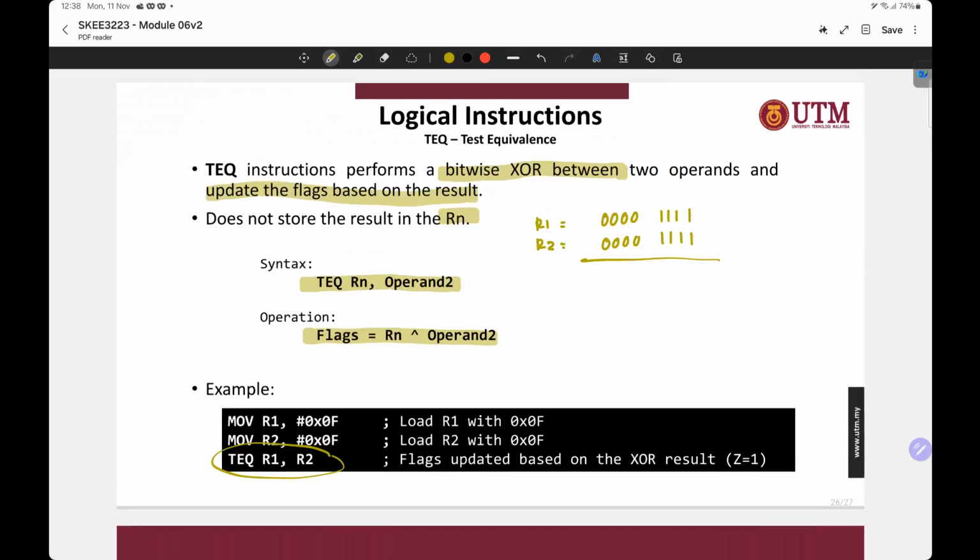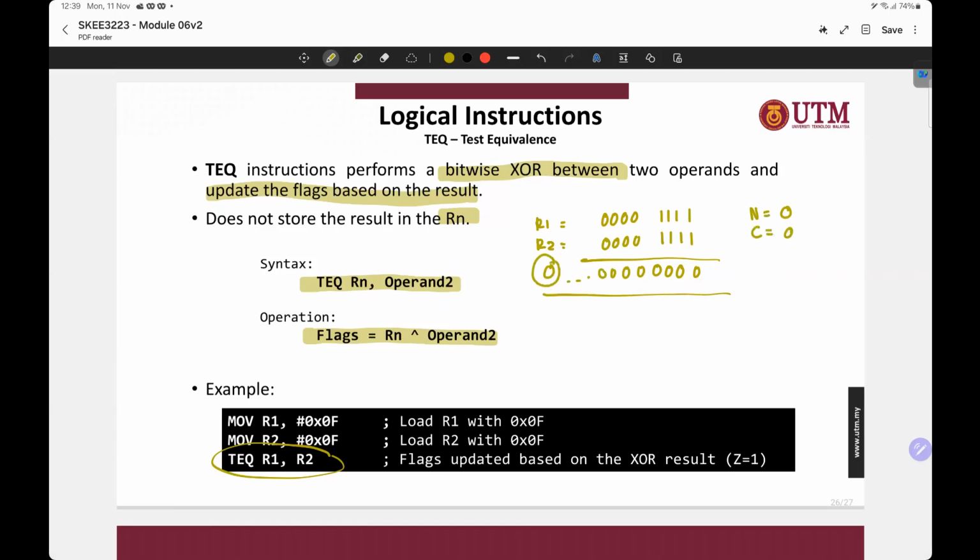In this case, 1 and 1 are the same input, so it will become 0. This one also 0 and 0, and 0 and 0 also you get 0, so you will have a 0 at bit 31. At the end of the day, this is the result. The result will not be stored to your R1 or R2. Then after that, the flags will be updated. N will be 0 because bit 31 is a 0.